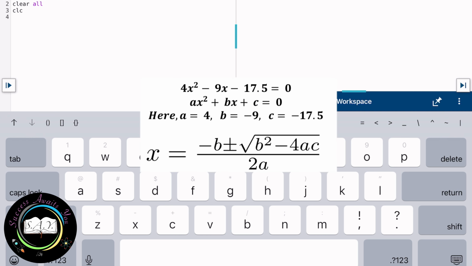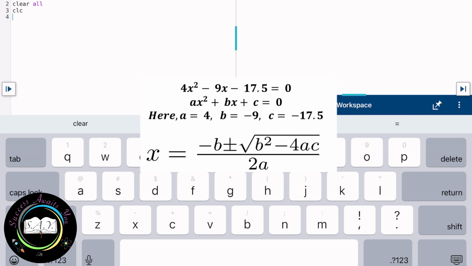Moving on to our second question of today, we have been given a quadratic equation which is 4x squared minus 9x minus 17.5 equals 0. We have to find two roots x1 and x2.